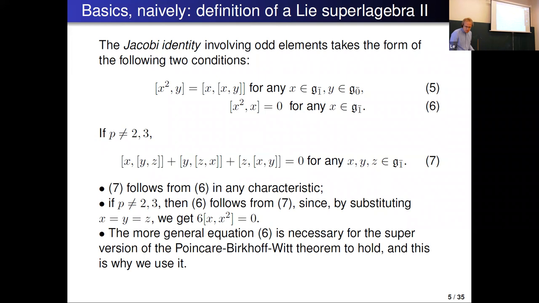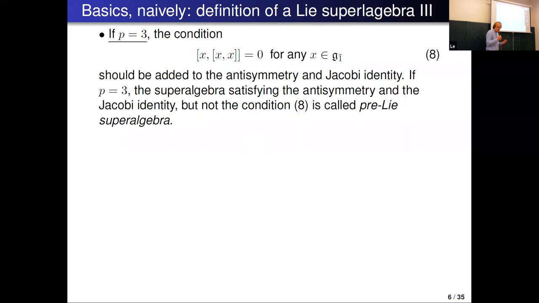Now let's see what's happening with characteristic 2, 3. We observe that these conditions should be added if our characteristic is equal to 3 and we want to have a Poincaré-Birkhoff-Witt theorem. If you have some bracket that satisfies all Jacobi identities that I discussed before, but not eight, such guys are called pre-Lie superalgebras.